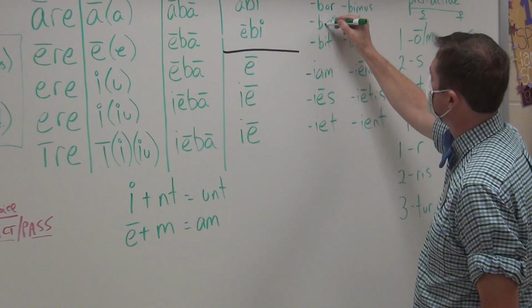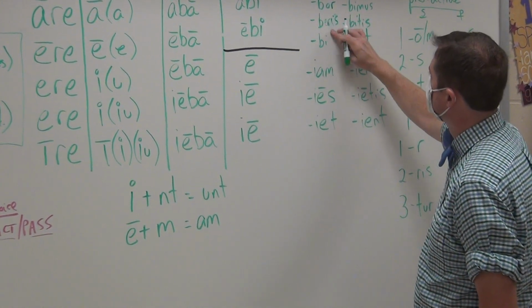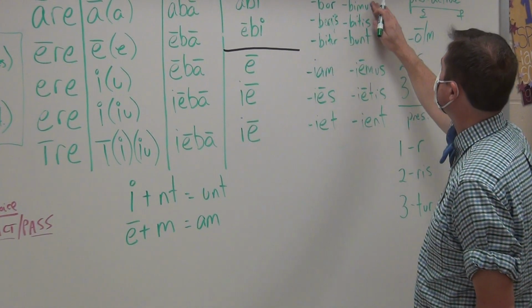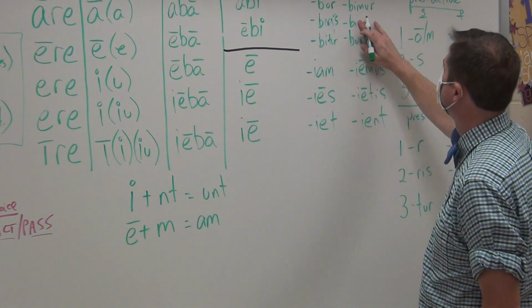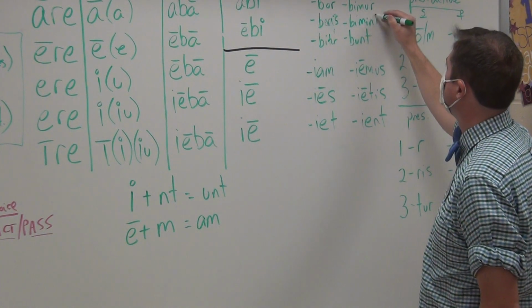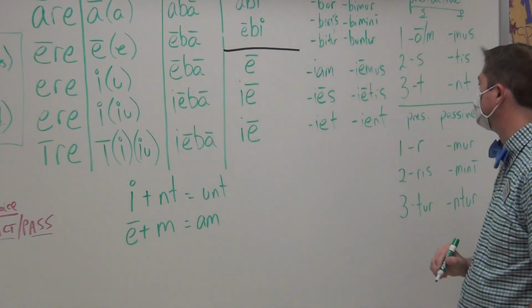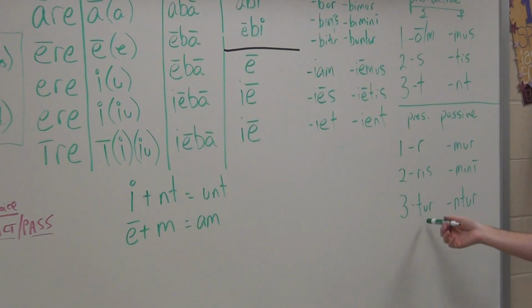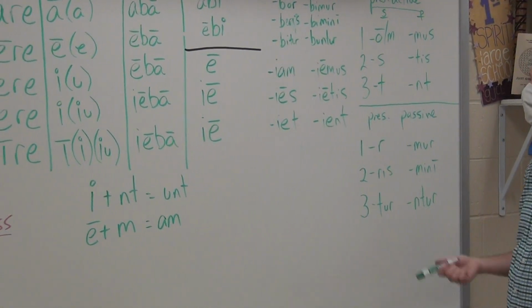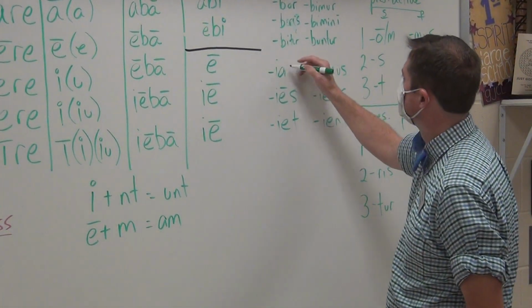Boris, and I have to make an equation I'll explain. Bitur. Bimur. Bimini. And then buntur. You see what I've done? I've now replaced it with R, ris, tur, mur, mini, ntur. And I can do the same thing down here.